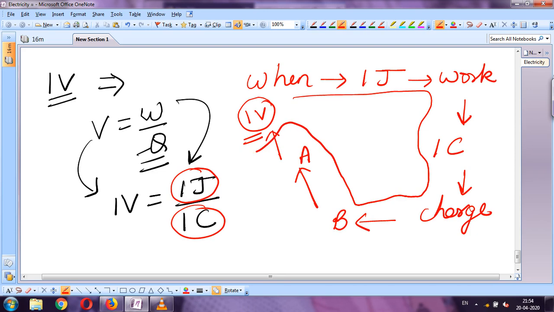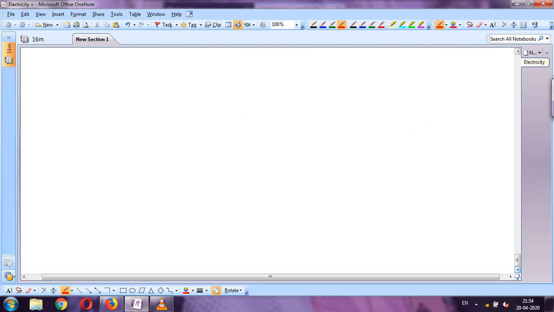When 1 joule of work is done on 1 coulomb charge in moving from one point to another, then the potential difference is called 1 volt. All the 3 points we have taken in our definition. Okay, so this was the definition of 1 volt.